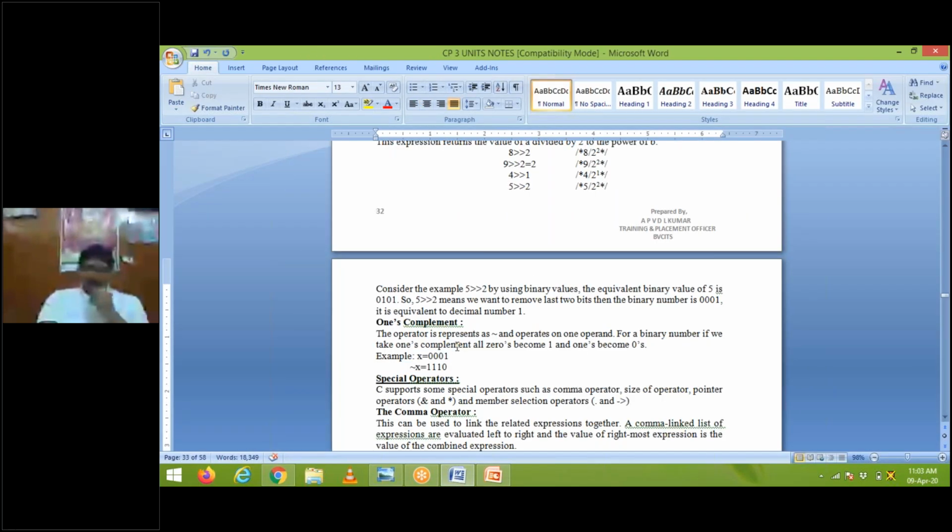Okay, so one's complement is very easy. For example, if I declare x equal to 0001, then the one's complement of x is 1110.